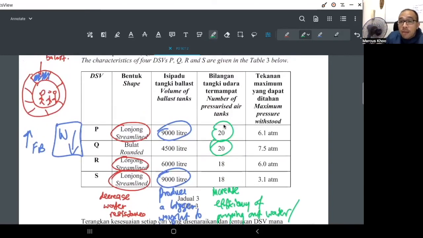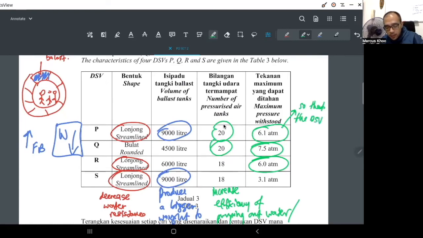Okay, now the maximum pressure withstood. That means for this DSV, how much it can withstand. Okay, so we want a higher number. I guess 6 is also high, since 6.1 is considered high. But why do we want it to be able to withstand a maximum pressure? Okay, so that the DSV can go deeper. If it can withstand a bigger pressure, it can go deeper, because the deeper you go, the more water pressure there is.